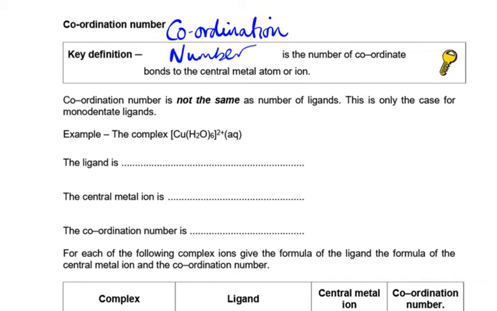You might be asked for the coordination number in a complex ion, and this is simply the number of coordinate bonds to the central metal ion. Just note it is not the same as the number of ligands, although if you have monodentate ligands then it will be.